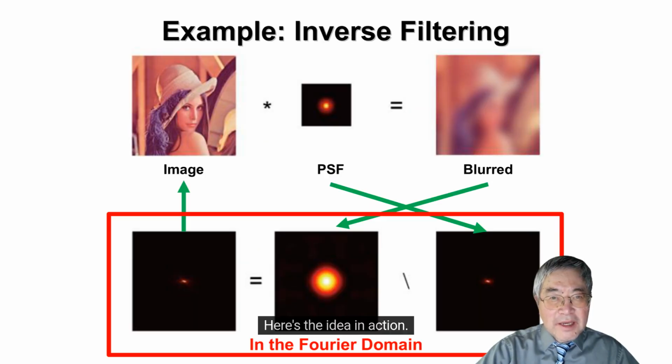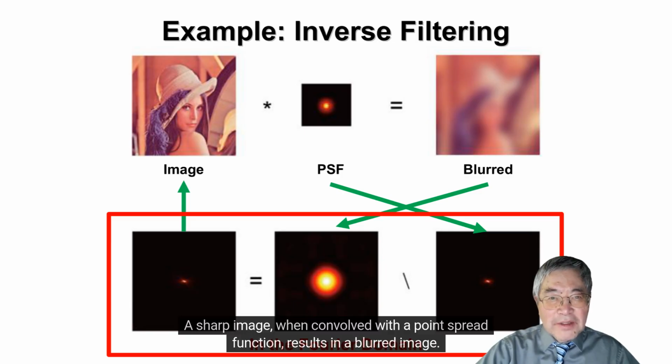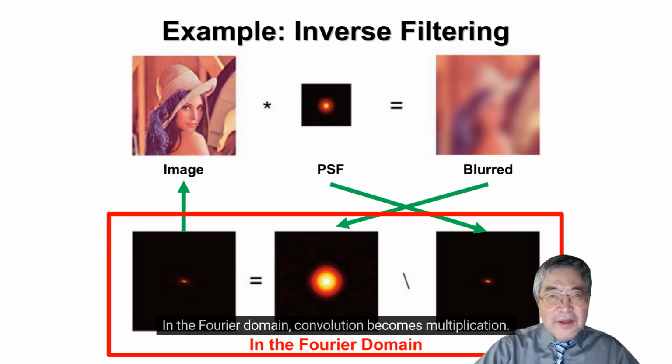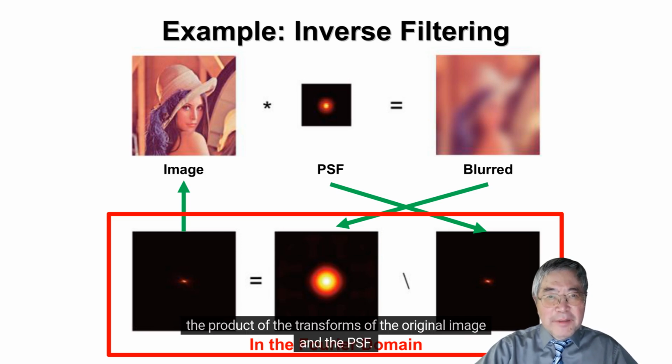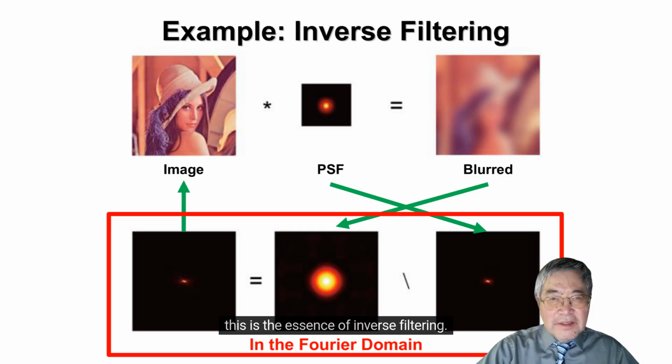Here's the idea in action. This slide shows how inverse filtering works in the frequency domain. A sharp image, when convolved with a point spread function, results in a blurred image. In the Fourier domain, convolution becomes multiplication. So the Fourier transform of the blurred image equals the product of the transforms of the original image and the PSF. To reverse this, we perform division in the frequency domain. This is the essence of inverse filtering.